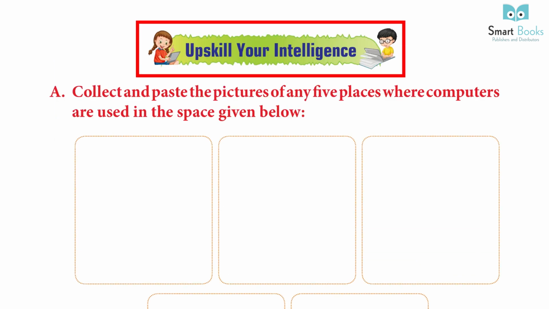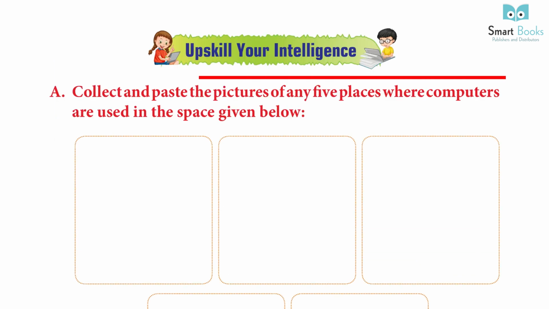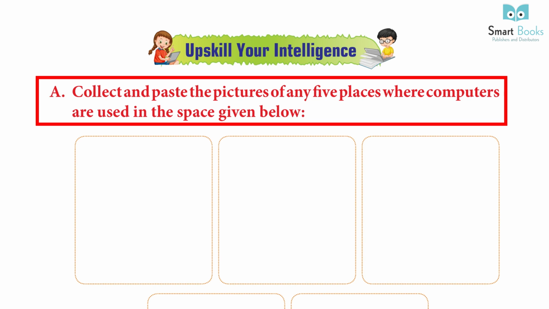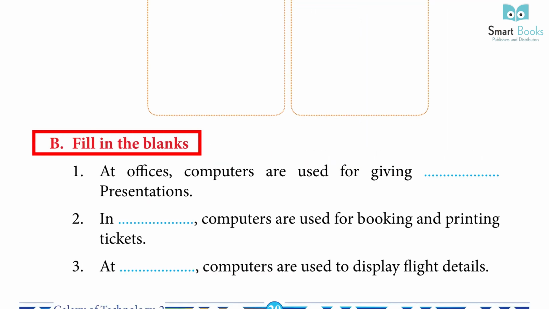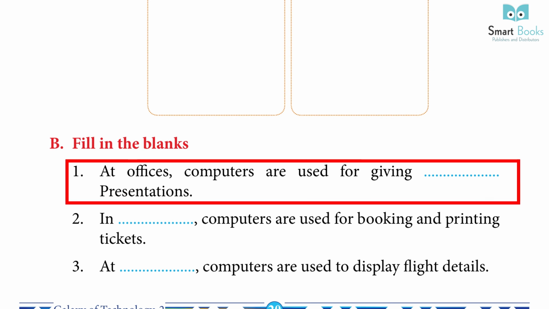Upskill your intelligence. A. Collect and paste the pictures of any 5 places where computers are used in the space given below. Answer: do it yourself. B. Fill in the blanks. 1. At offices, computers are used for giving dash presentation. Answer: PowerPoint.